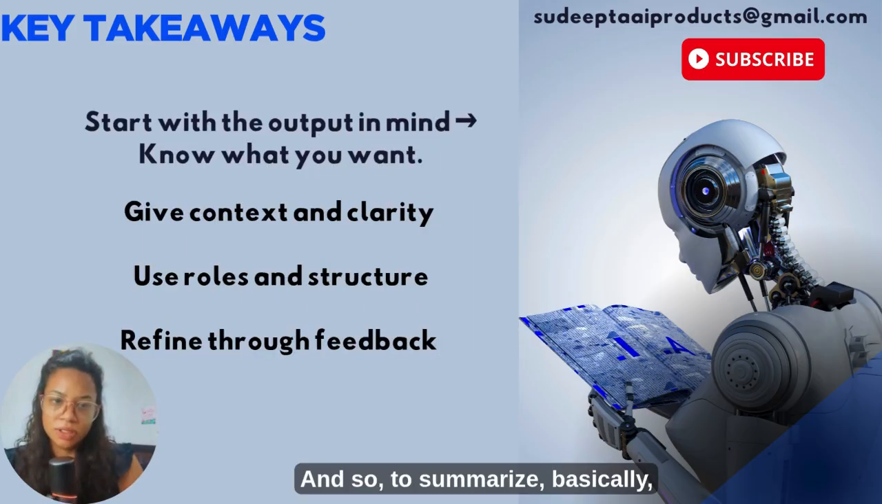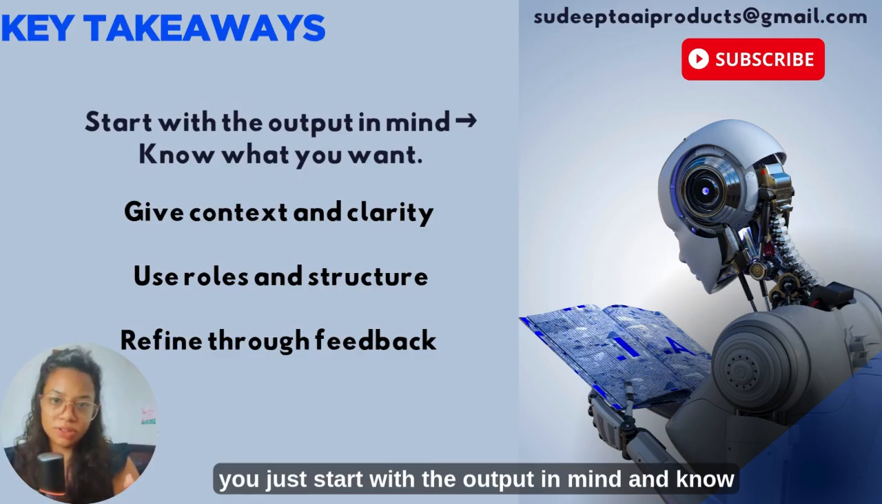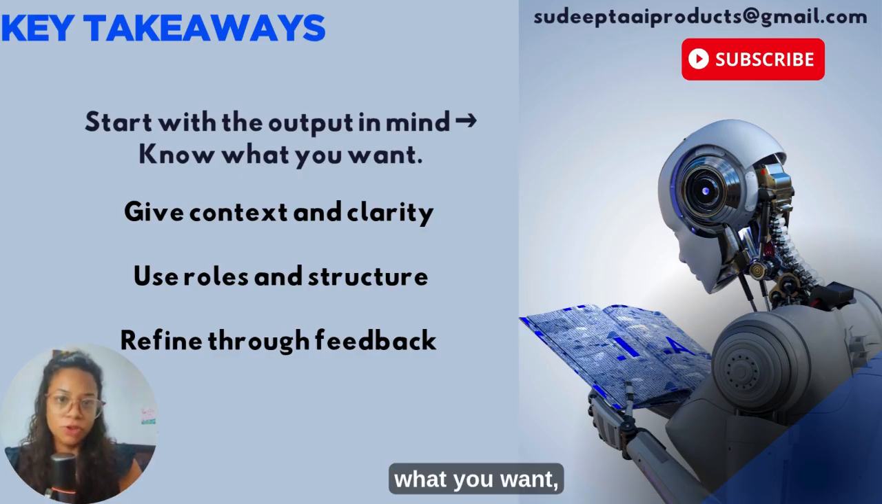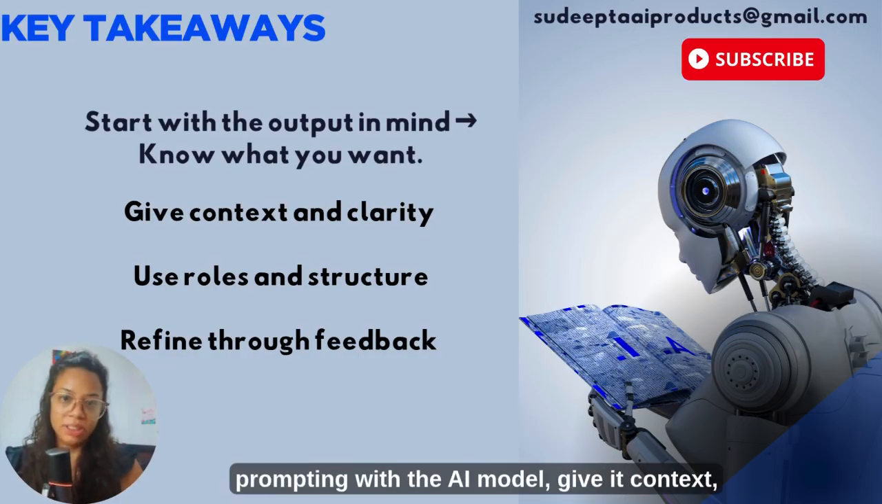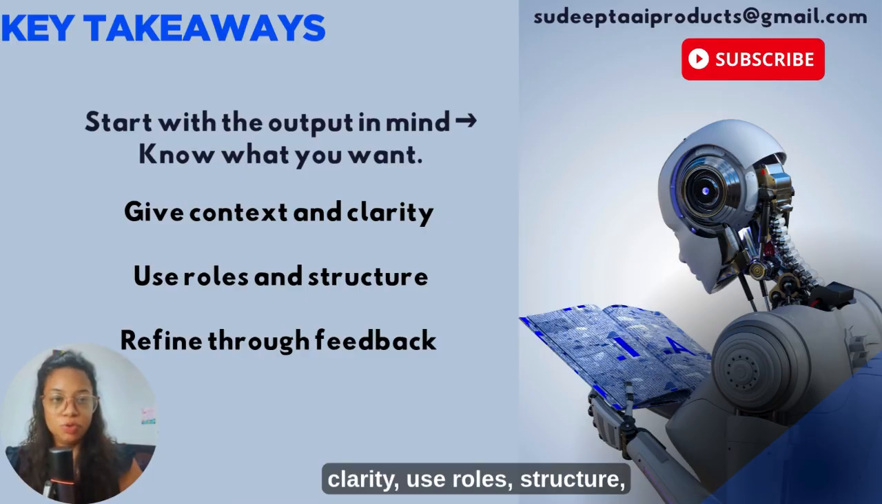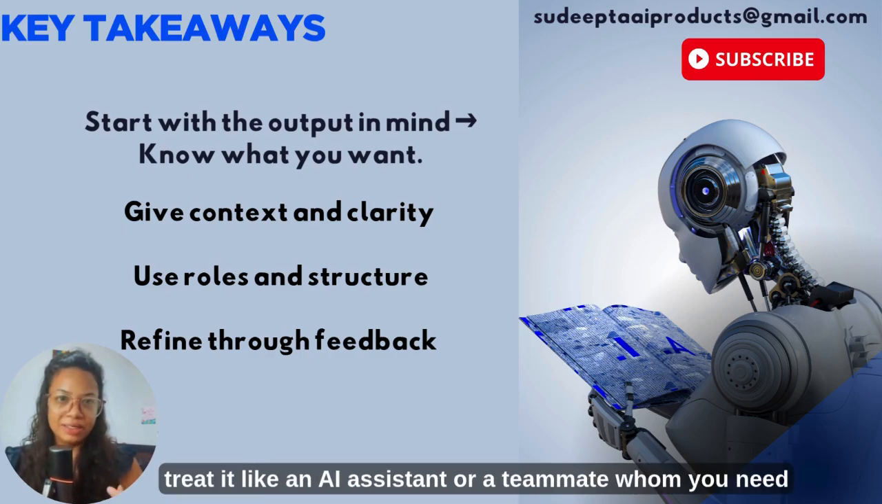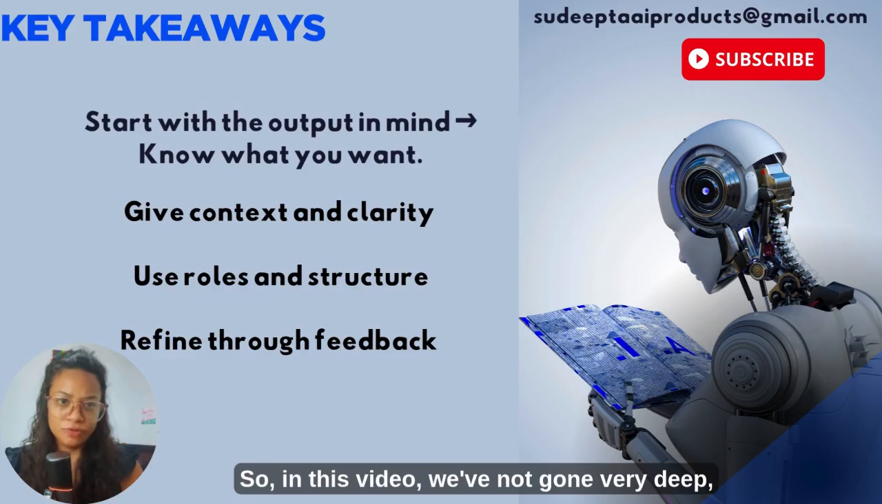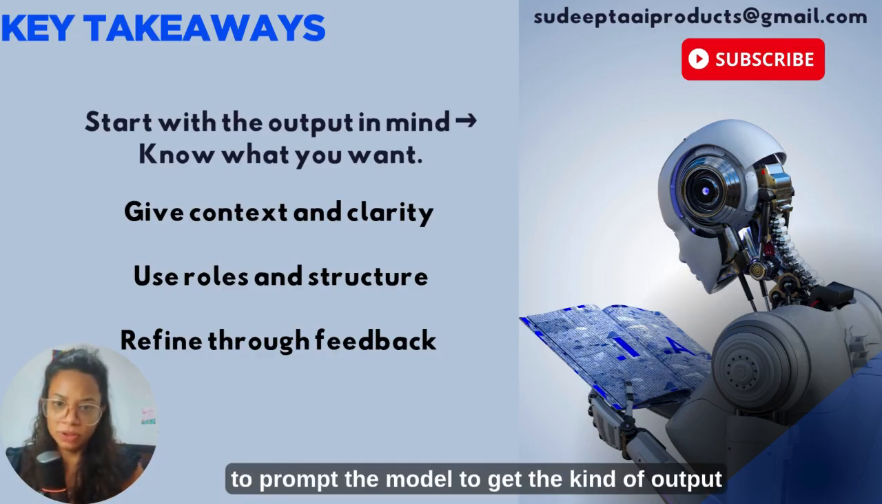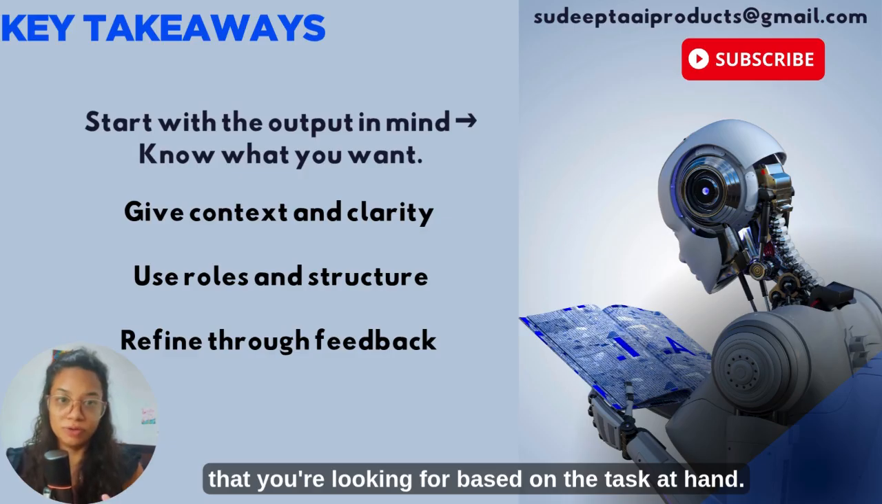To summarize, you start with the output in mind and know what you want, and then go deeper into the prompting with the AI model. Give it context, clarity, use roles and structure, and keep refining it through feedback. Treat it like an AI assistant or a teammate whom you need to give instructions to get the right kind of output. In this video, we've not gone very deep, but this gives you an idea of how you need to prompt the model to get the kind of output that you're looking for based on the task at hand.